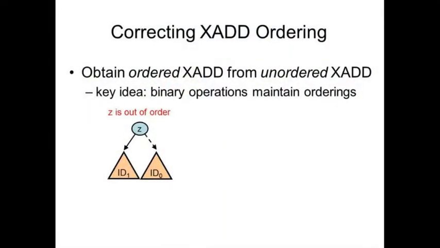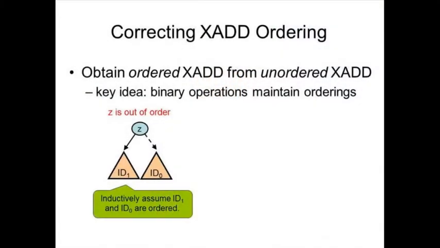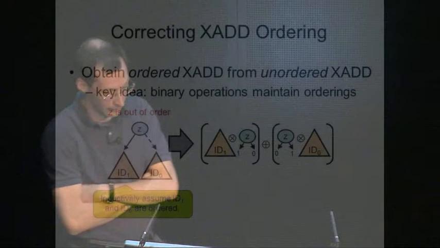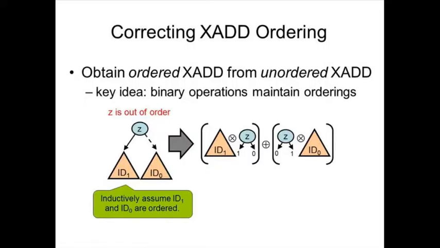How would I correct that? Here's a simple trick. Imagine that I had z out of order with respect to subdiagrams 1 and 0. I'm going to assume that these subdiagrams have been recursively ordered themselves. Now I need to get z in order. How can I do that trivially? I can create the high branch of the function as the subdiagram times the indicator: if z is true, it goes to 1, and if z is false, it goes to 0. And I can construct the low branch of the function similarly. They're mutually exclusive, so I can sum them. Arithmetically, this is equivalent to the left-hand side.